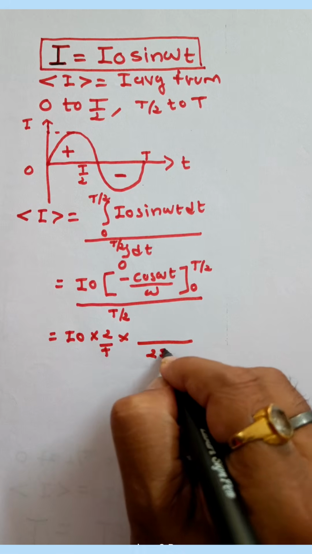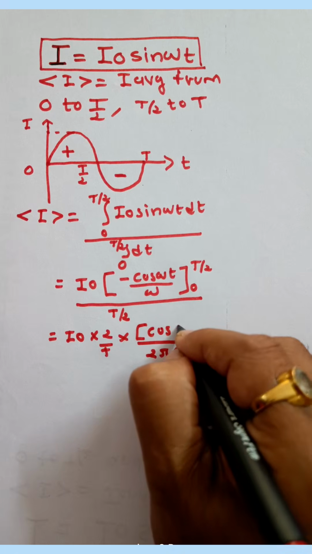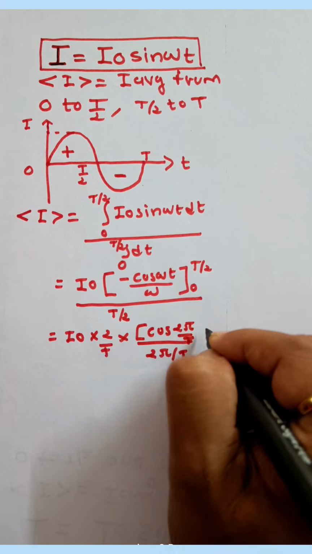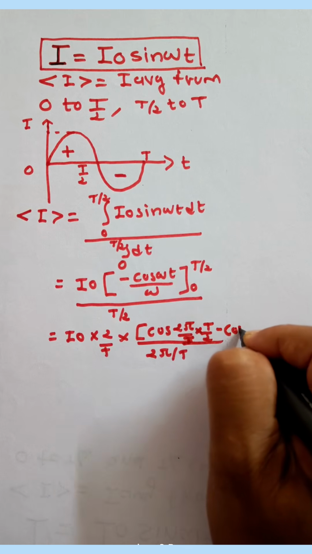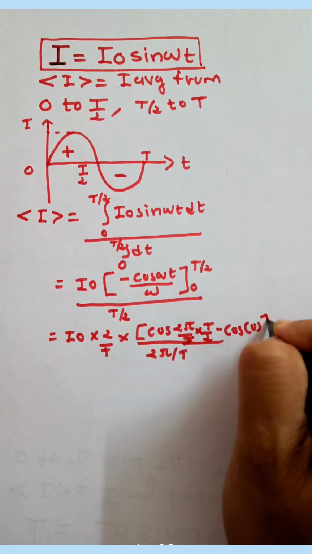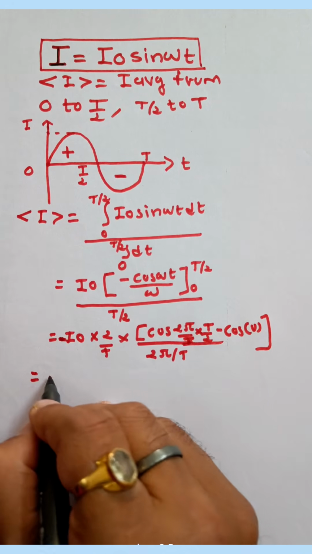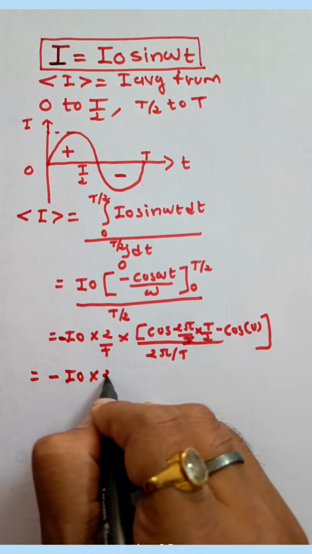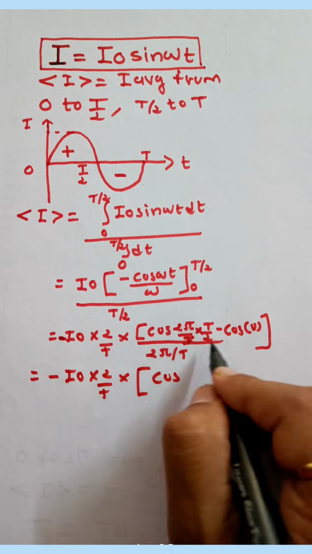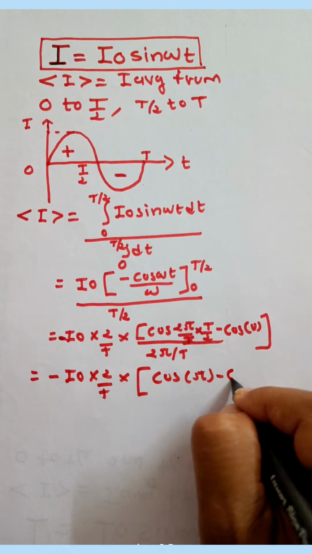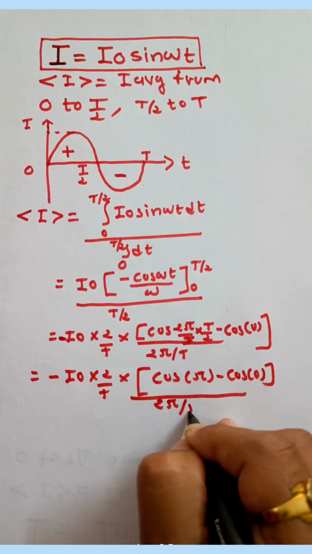Omega is equal to 2π by T. In the bracket, cos ωt with ω as 2π by T. First substitute the upper limit T/2, minus the lower limit, where t is 0, so cos 0, and here it is a negative sign, so minus. So minus I₀ into 2 by T into, the T is cancelled, the 2 is cancelled, so cos π minus cos 0 divided by 2π upon T.